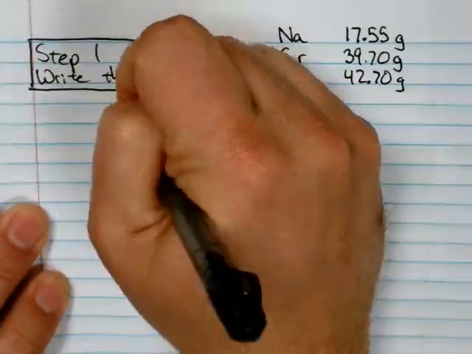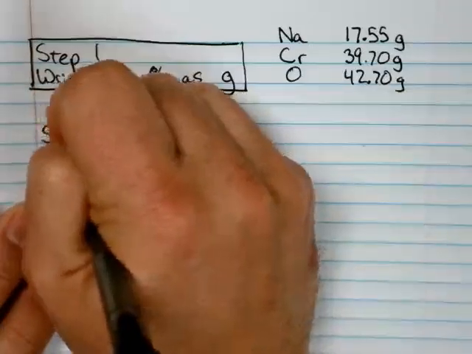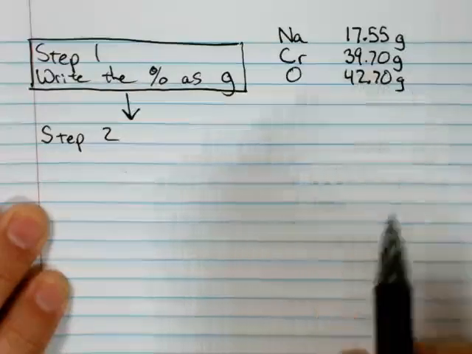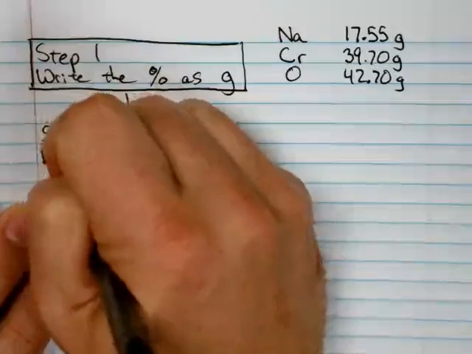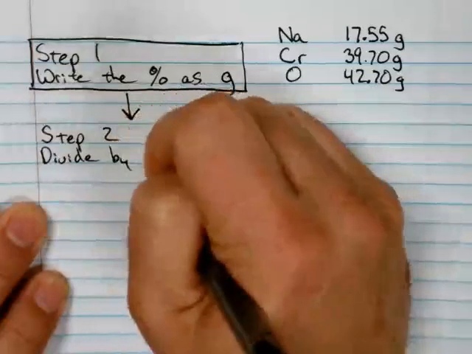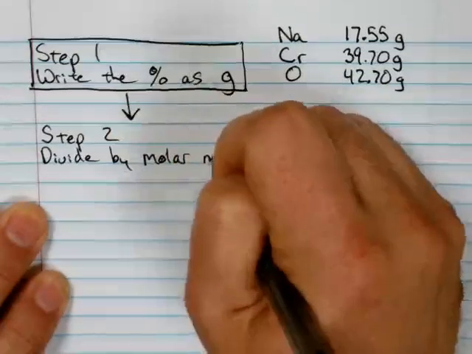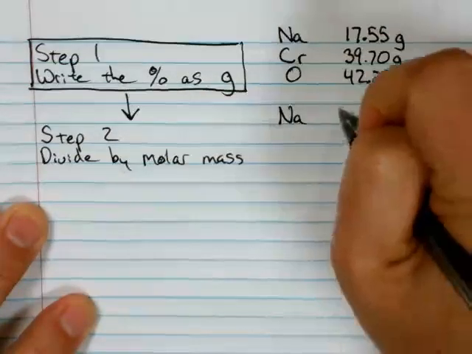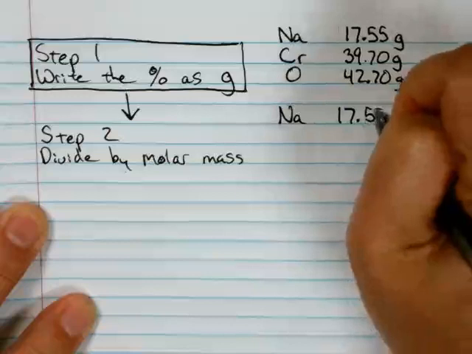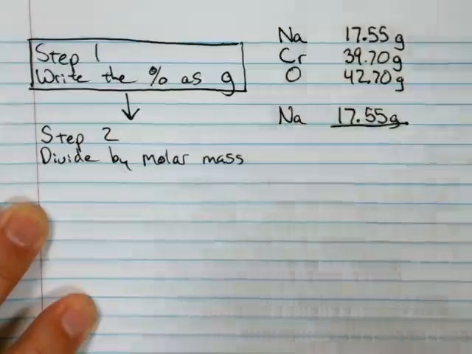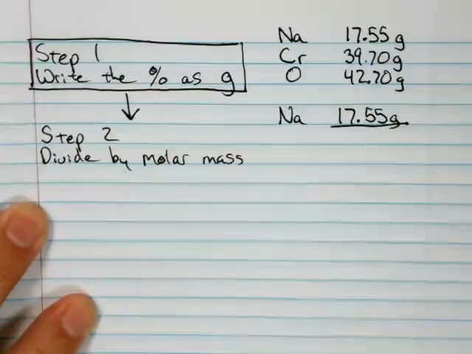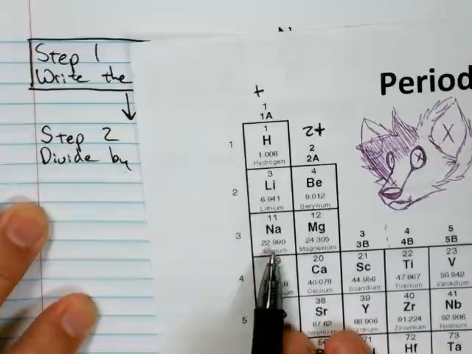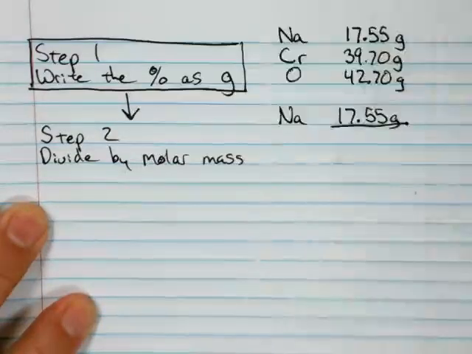So next, step two, we're going to divide each of these by their molar mass. So divide by molar mass. So sodium, you had 17.55 grams. We're going to divide that by the molar mass of sodium, which is 22.99 grams.